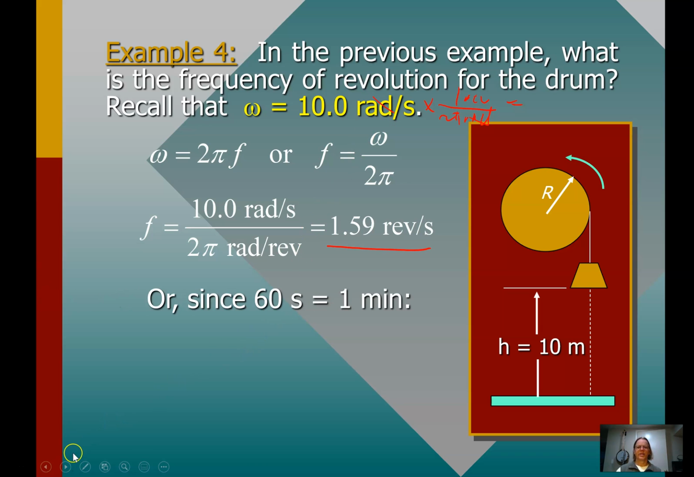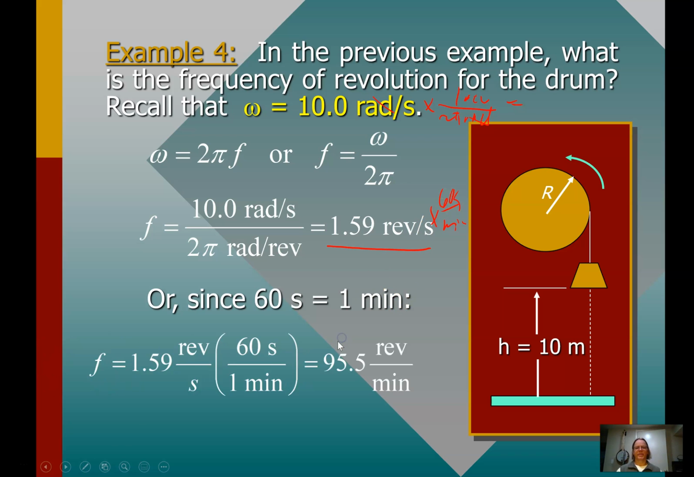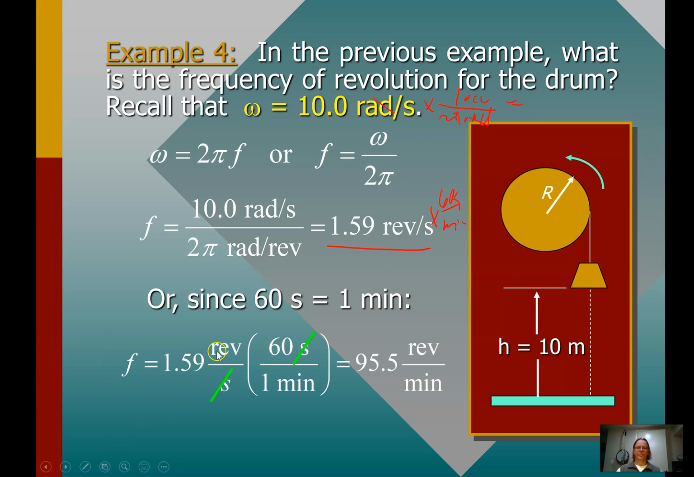Oh, now we've got to do the per minute thing. If you're in revolutions per second, you've got to get rid of the seconds. So 60 seconds goes on top, the minute goes on the bottom, and there you go. That's per second. Now you're going to do it 60 times because it's per minute. So it's just a conversion times 60 divided by the minute. It's 95.5 revolutions per minute.